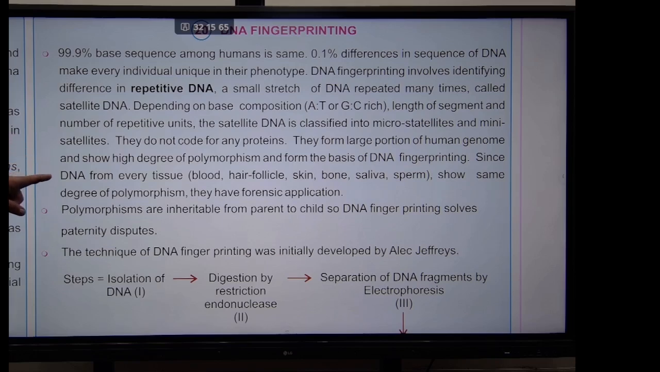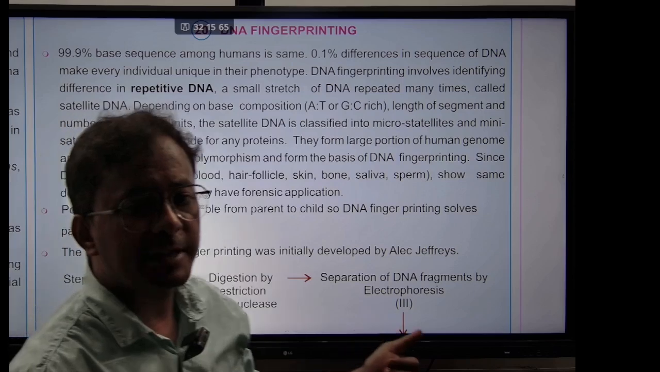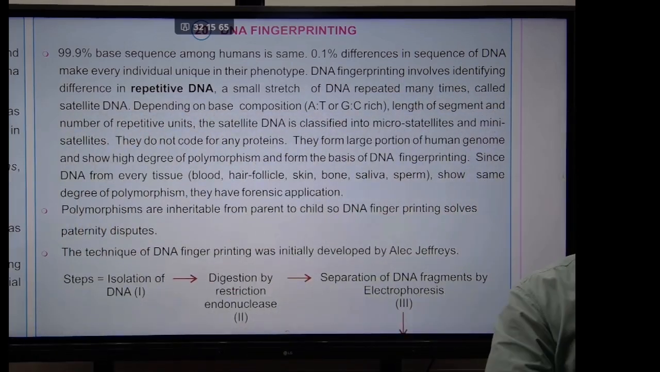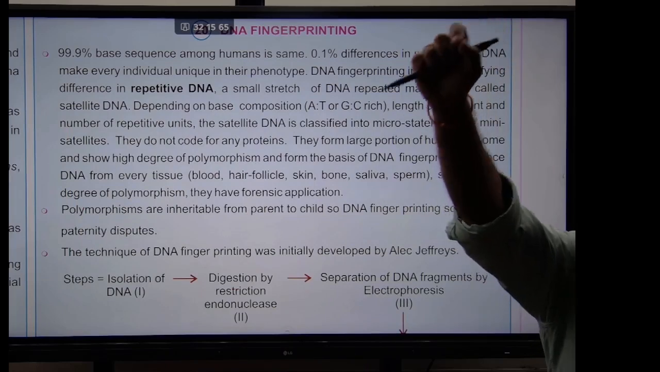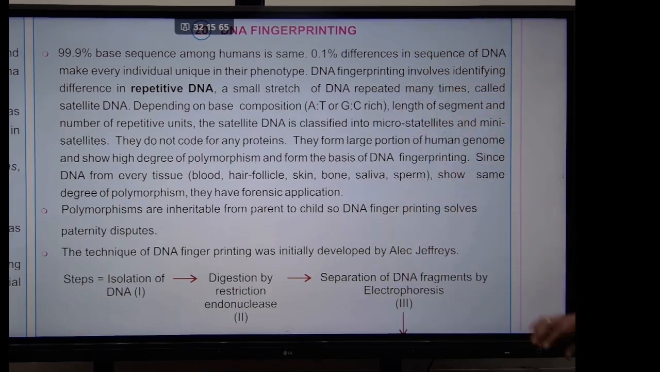And this DNA fingerprinting involves identifying the specific sequence differences in the repetitive DNA. So we all have repetitive DNAs, but the repetitive DNA of every human is different. A small stretch of DNA repeated many times is called satellite DNA. Depending on the base composition, length of segment and the number of repeated units, they are classified into microsatellites and minisatellites, depending on the lengths. These repeated DNAs are known as the microsatellites and the minisatellites.